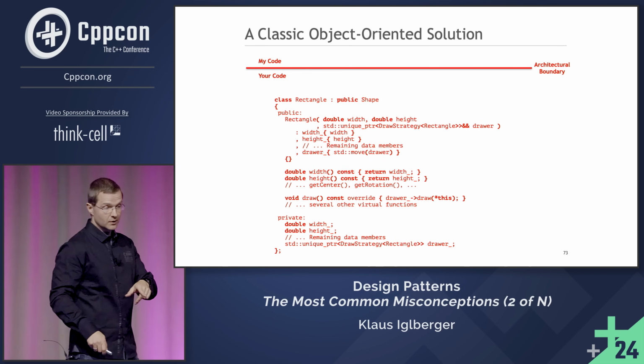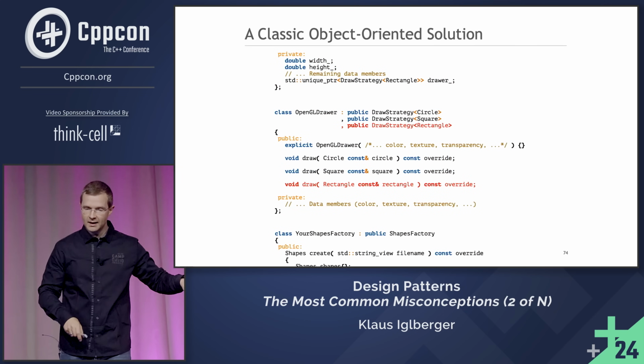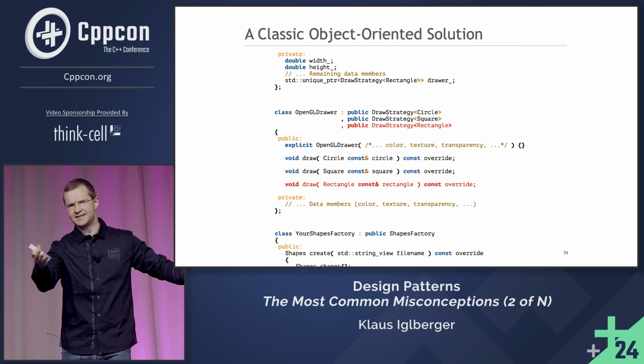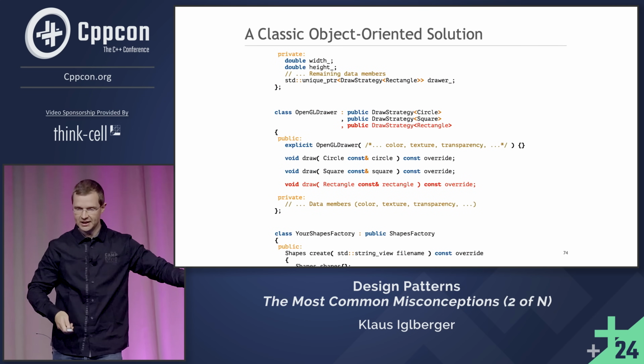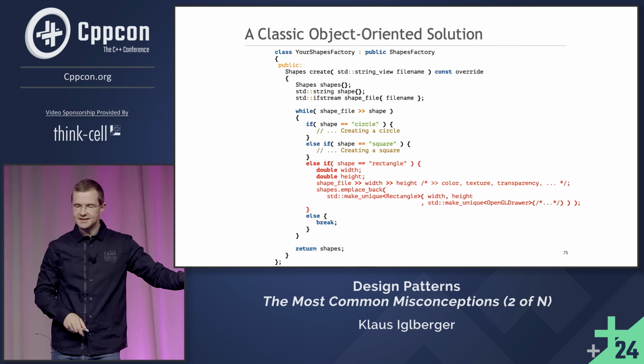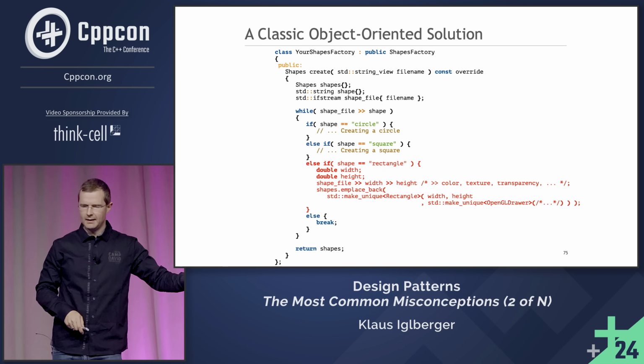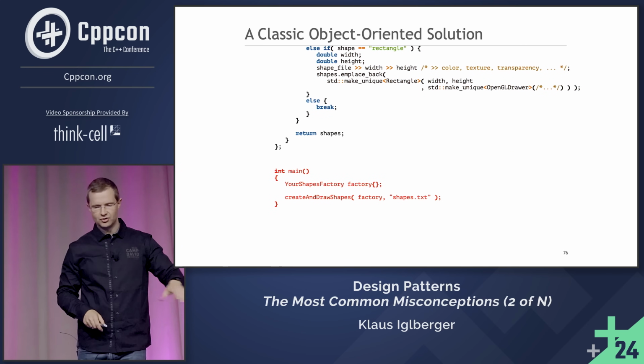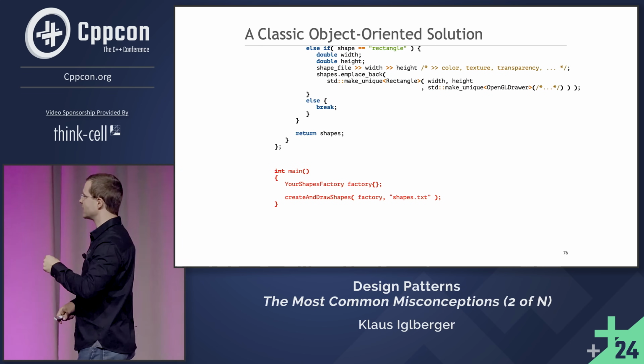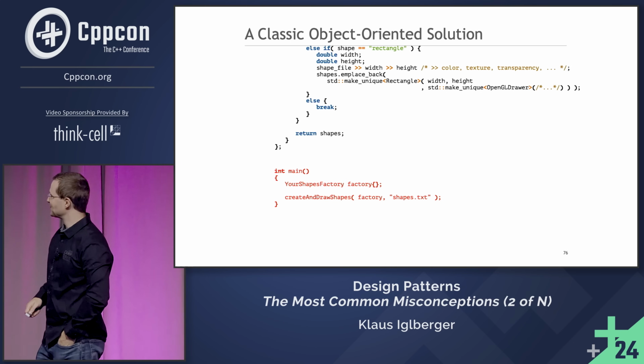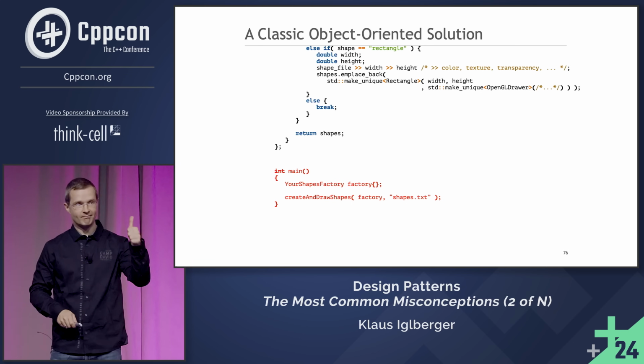In your code, you would also extend the OpenGL drawer. It's your code after all. You've chosen OpenGL. And you would also extend the shapes factory accordingly. So there's a new case. This is a rectangle. You would extract a rectangle from the file. Good. So, and we can still create and draw the thing in the same way. Nice. So it works. Thumbs up.